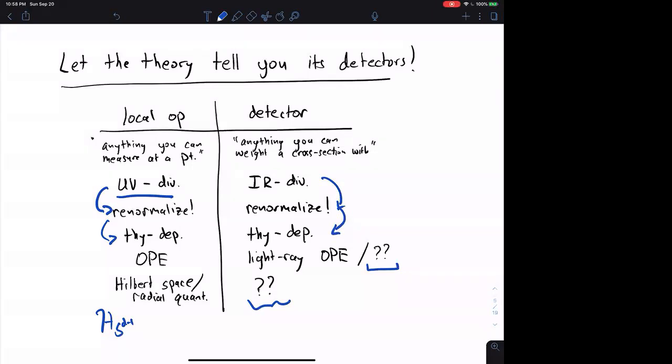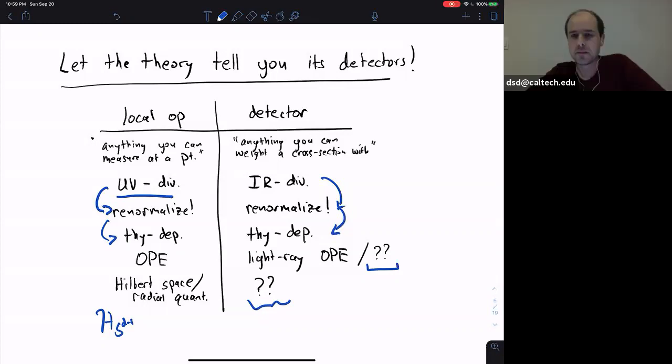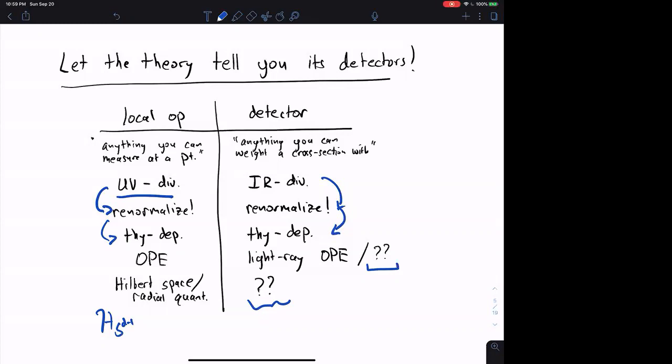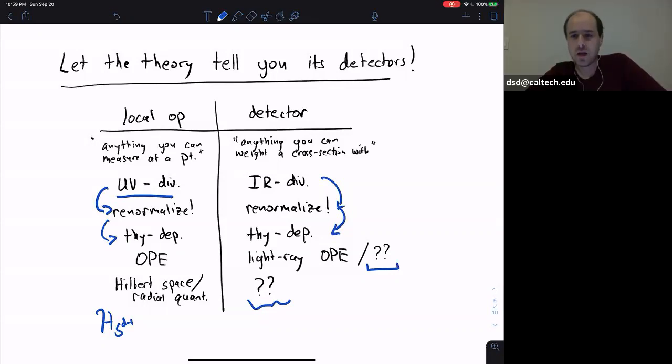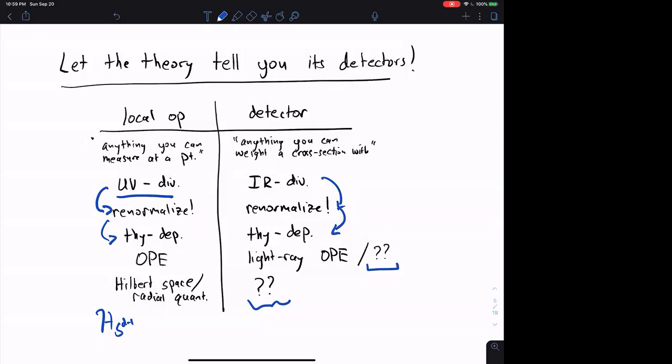I have a question, David. Yes. So in a gauge theory which is conformally invariant, let's say N equals 4, would you think that null Wilson lines are good detectors? So I'll actually talk about that later in the talk. I'm going to talk in detail about null Wilson lines. Okay. Thank you.